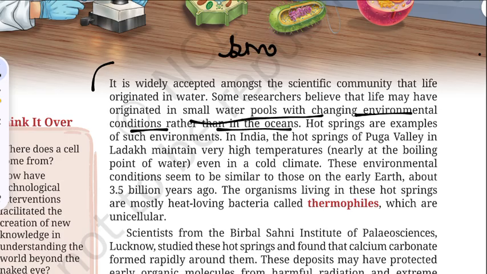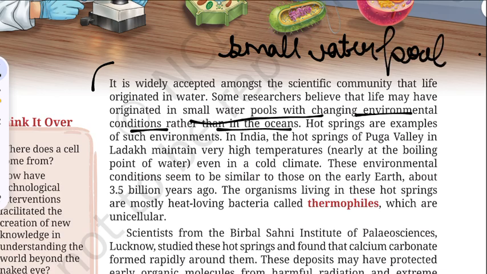Why only small water pools, not oceans? Oceans are so wide. Why not there? I am telling you why it did not originate there. Because in water pools, the environmental conditions change faster than in oceans. Fine. Hot springs are examples of such environments, meaning the pond from where life originated.